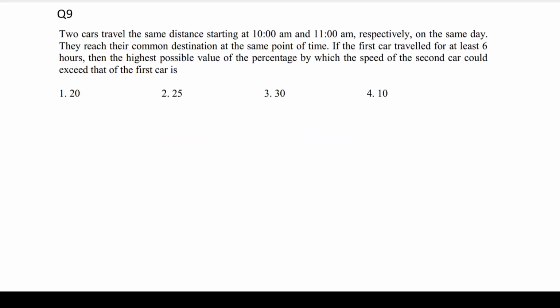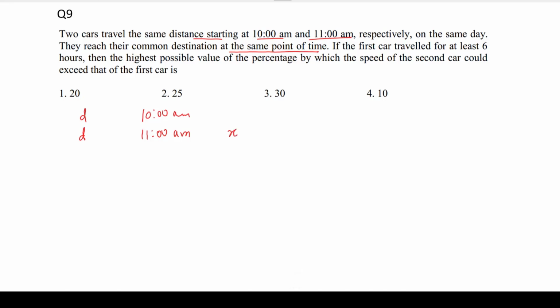This is question number 9. Two cars travel the same distance, starting at 10 a.m. and 11 a.m. So one starts at 10 a.m. and another one starts at 11 a.m. on the same day. They reach their common destination. They are traveling the same distance d. They reach their common destination at the same point of time. So they reach at the same time.